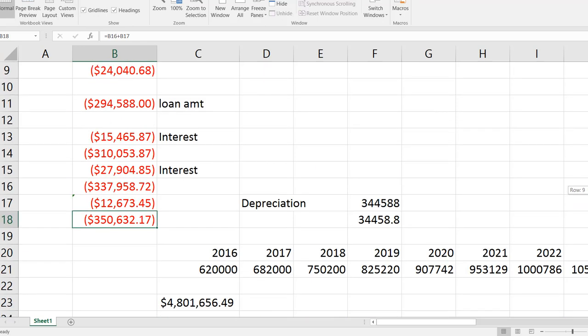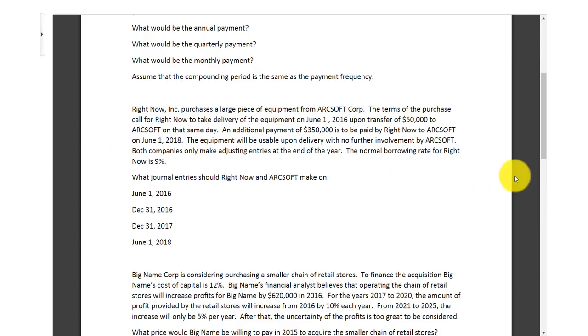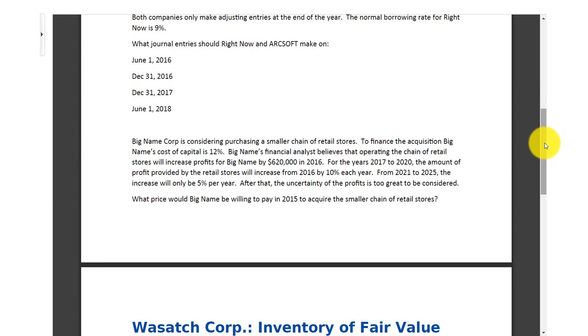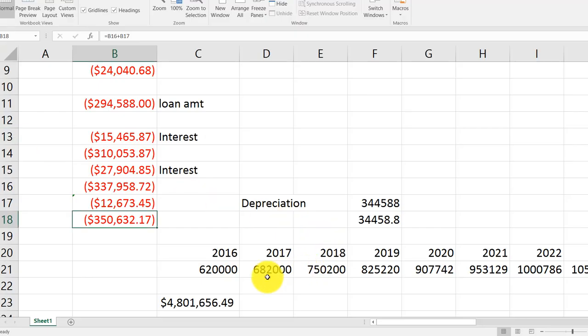Now the last one, if we look at this, is we're going to purchase another business. Cost of capital is 12%. Because we buy this, there's going to be different cash flows. So first of all, the cash flows are going to increase by 10% each year, and then they're only going to increase by 5%. So this is not the same amount every year. So we're going to kind of have to schedule out.